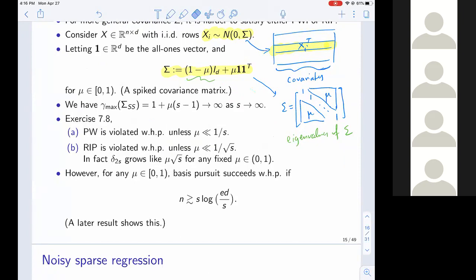How about the eigenvalues of this one? This is D by D. So 1 1 transpose. This matrix has 1_D as an eigenvector, because if you multiply it, you get D times 1_D. And the rest of the eigenvalues are 0 because it's a rank 1 matrix. So this part would have eigenvalues D times mu and then 0.